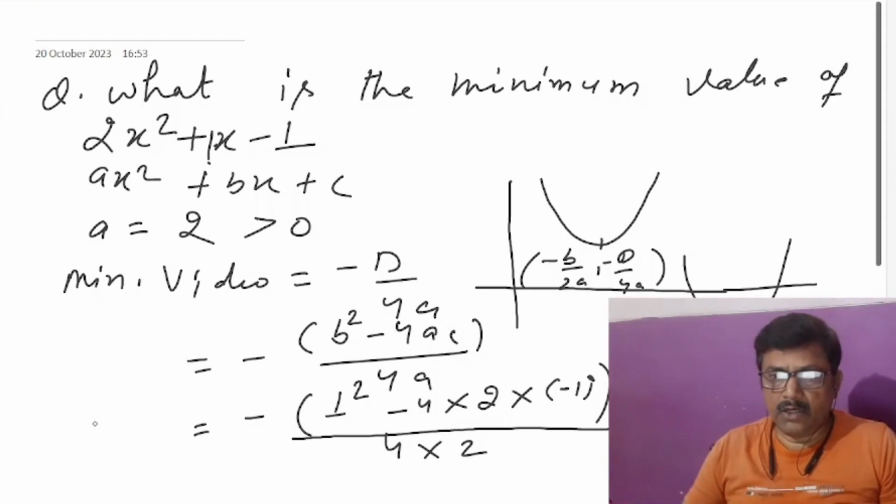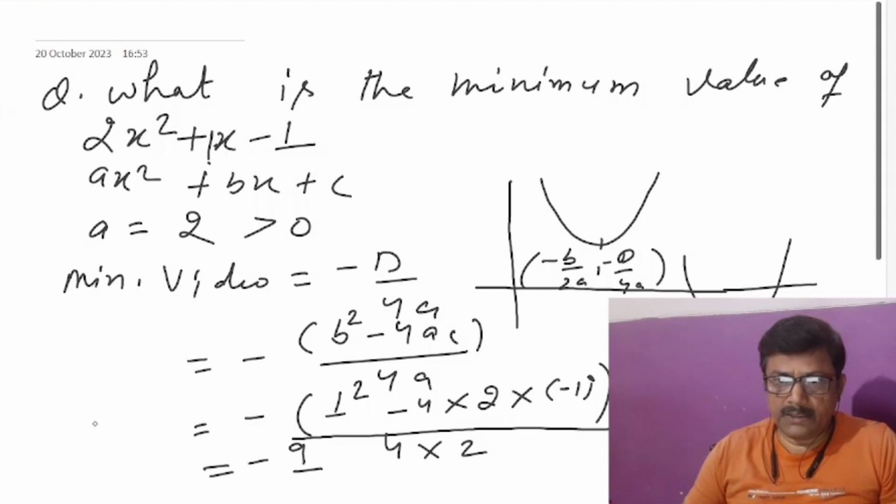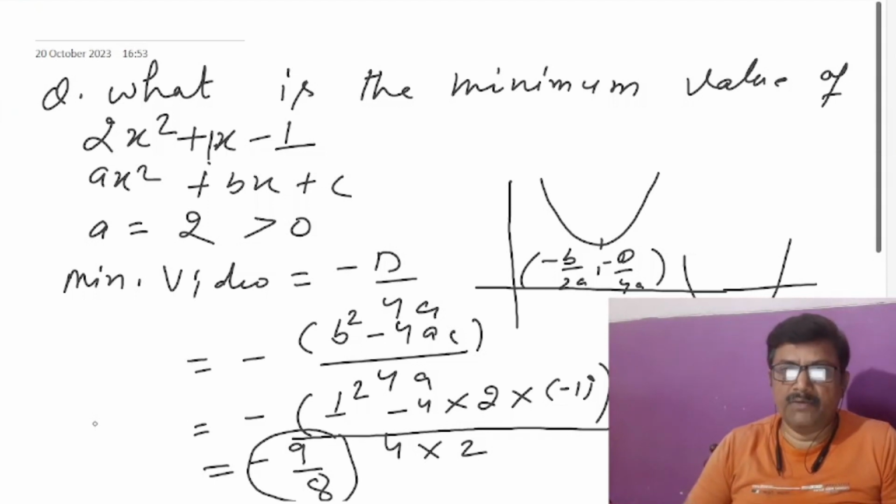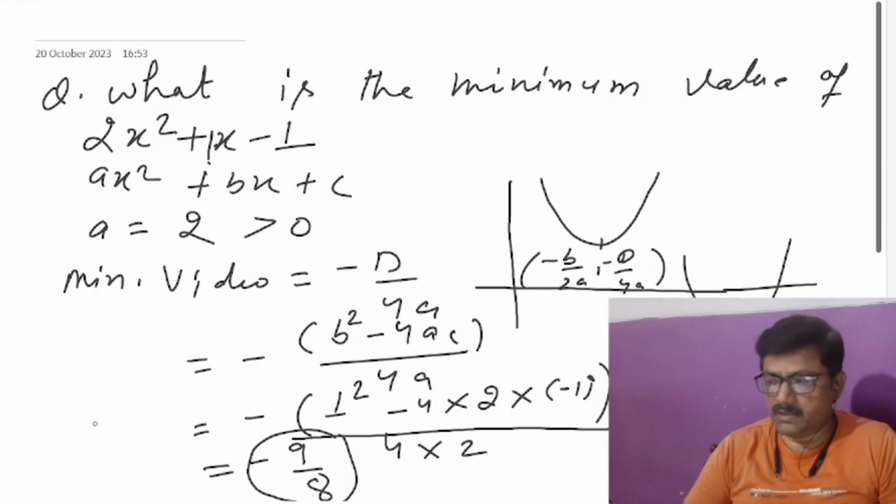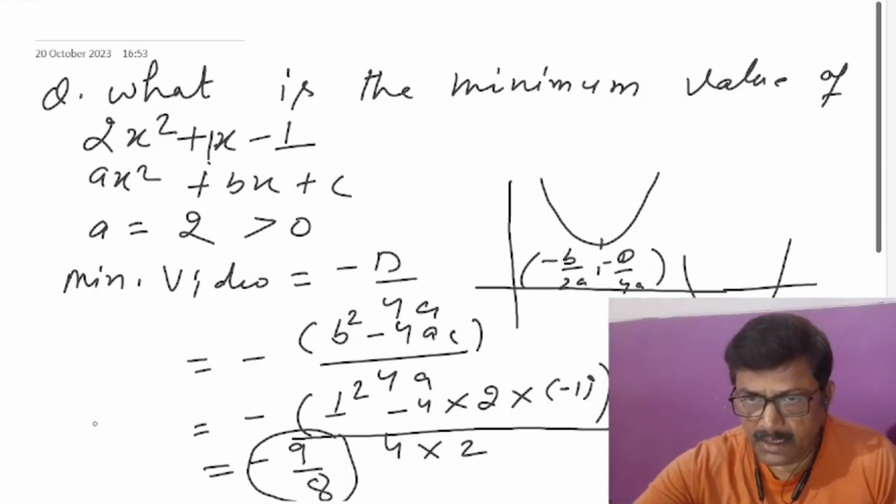Now calculate this. 1 square is 1. Minus minus plus 4 times 2 is 8. Minus minus 8 plus 1 is 9. So minus 9 upon 8 is our answer. The minimum value of this quadratic expression will be minus 9 upon 8.